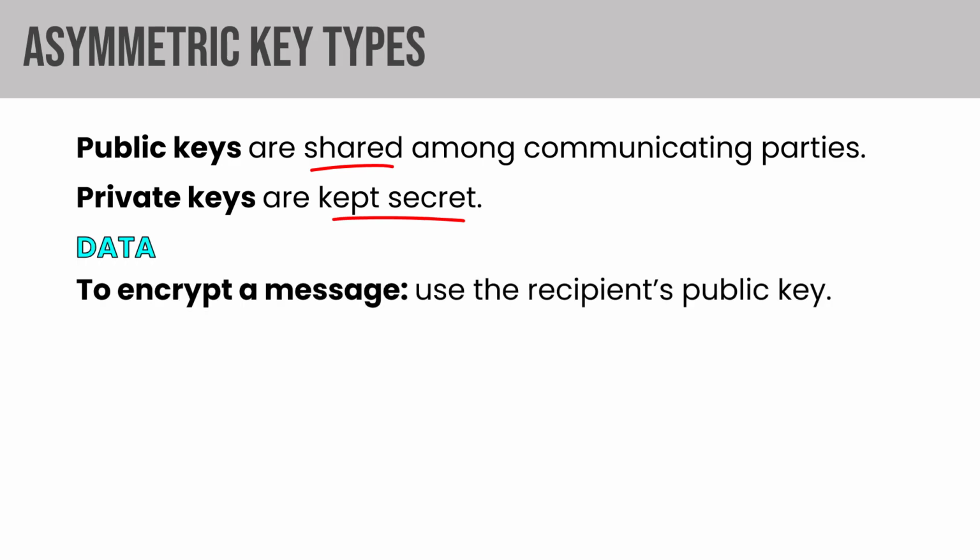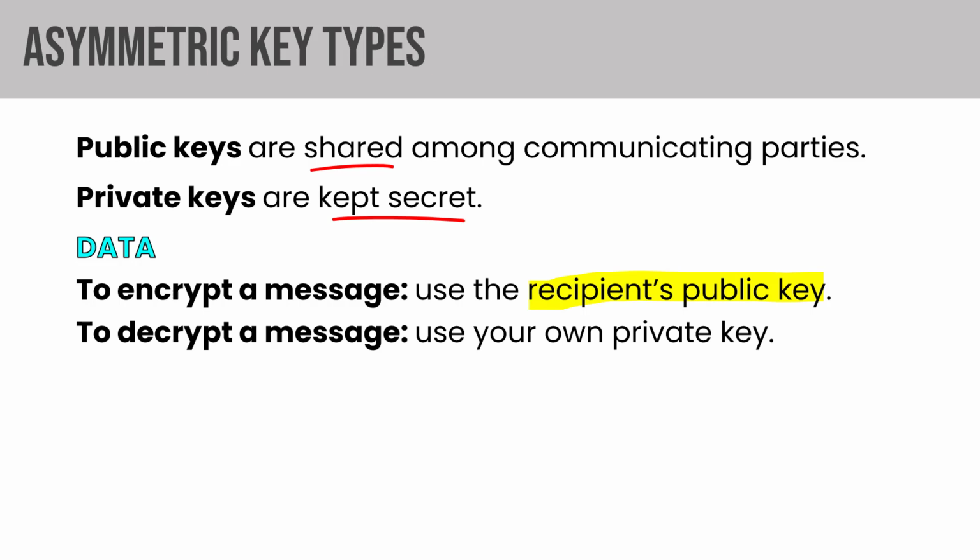And to encrypt a message, you use the recipient's public key. So Franco used Maria's public key. To decrypt the message, you use your own private key. So we saw Maria used her own private key to decrypt the message that was encrypted with her public key.